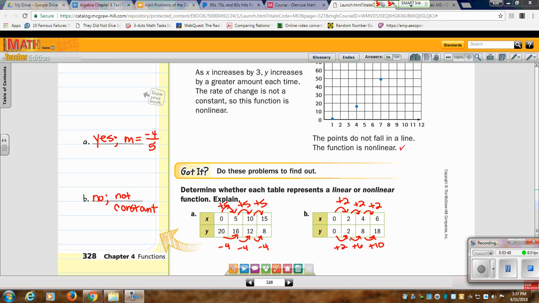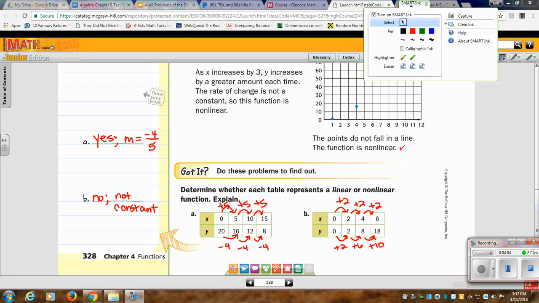But my range did not. My range showed an increase of 2, then an increase of 6, then an increase of 10. So there was no constant rate of change here. So these points would not create a straight line. If you don't understand that, you can ask questions.